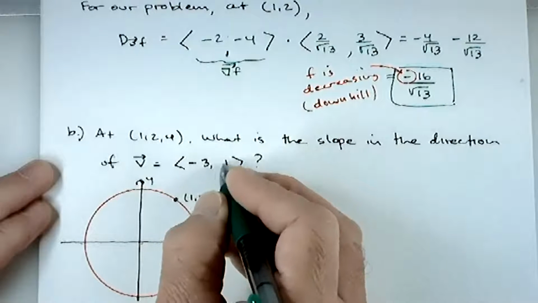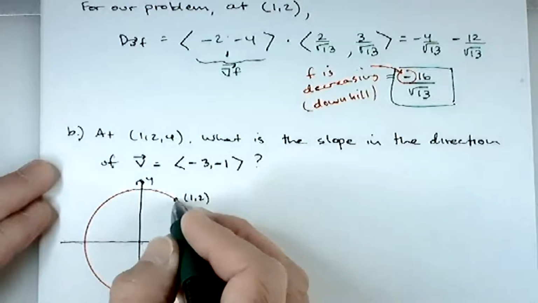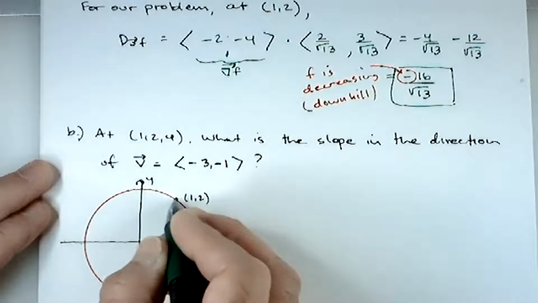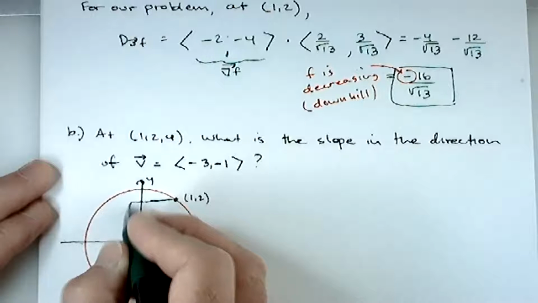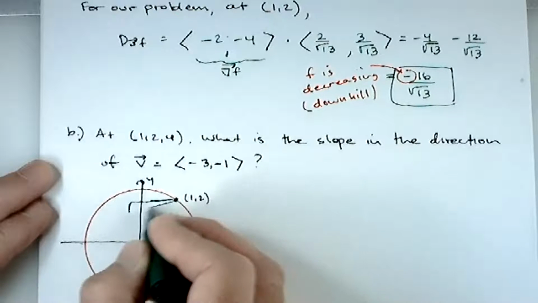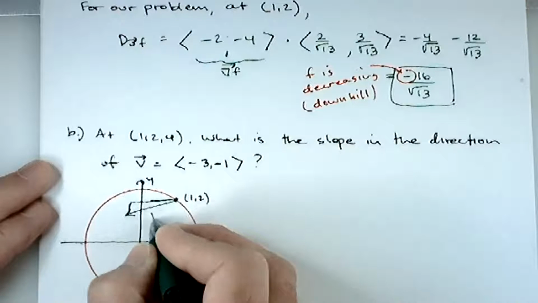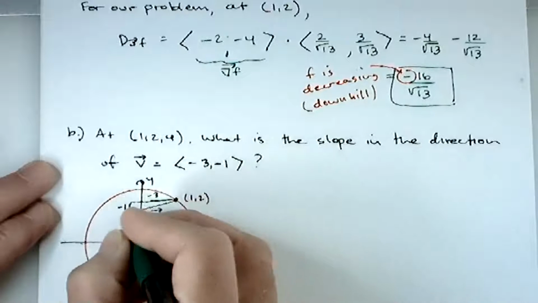I'm actually thinking maybe let's make this (-3, -1). Because if you imagine it right here, that would be a vector that goes 3 units to the left, 1 unit down. So this vector might look something like this. This is our vector v, moving in this direction, (-3, -1).